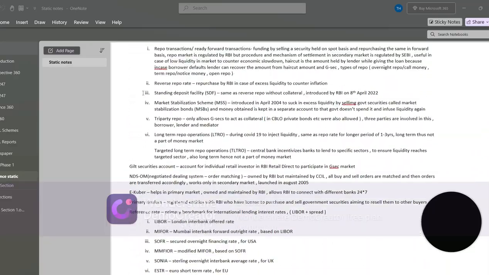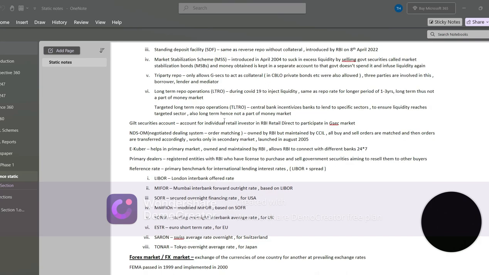And now, next is the gilt securities account. Gilt securities accounts are the accounts for individual retail investors and RBI Retail Direct to participate in the GSEC market. This should be remembered. Now, what is the NDS-OM?